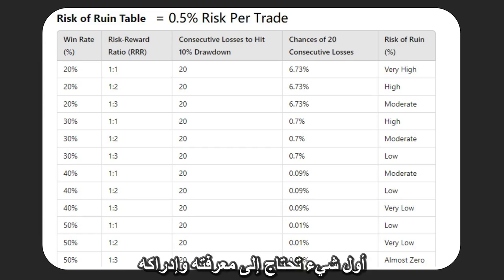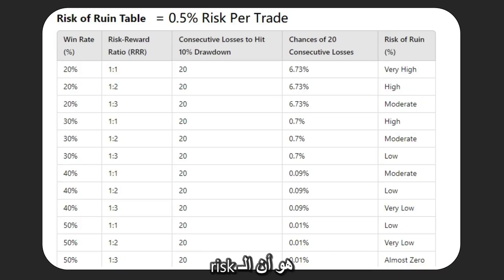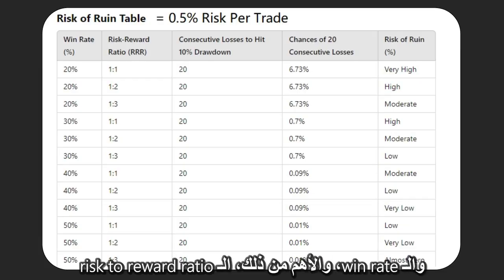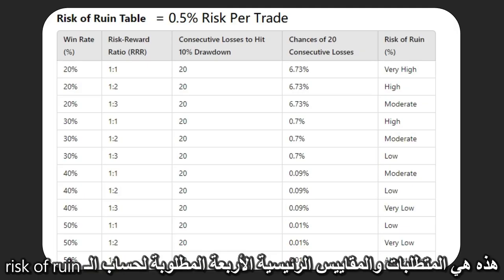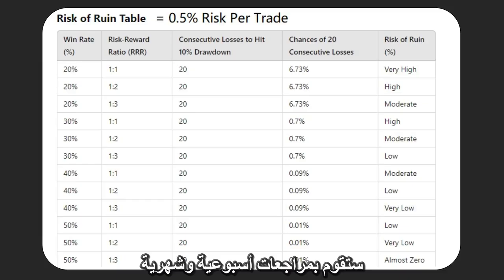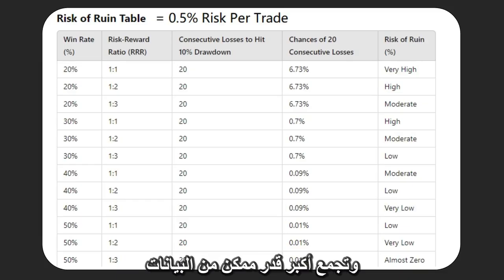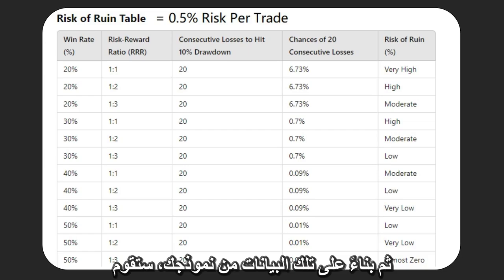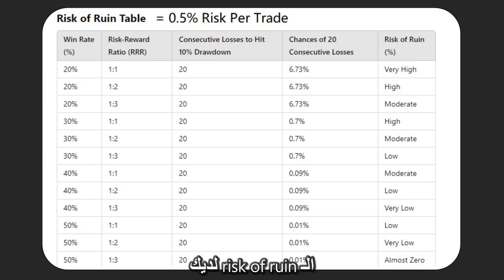So basically, the first thing that you need to be aware of is that risk of ruin is calculated based on your risk per trade, your maximum drawdown, your win rate, and most importantly, your risk to reward ratio, right? These four are the main metrics required to calculate your risk of ruin. You're going to perform weekly and monthly reviews and collect as much data as you can, and then based on that data from your model, you'll calculate your risk of ruin, right?